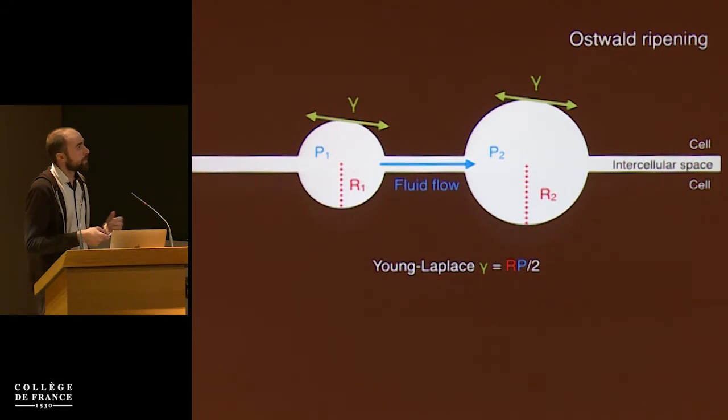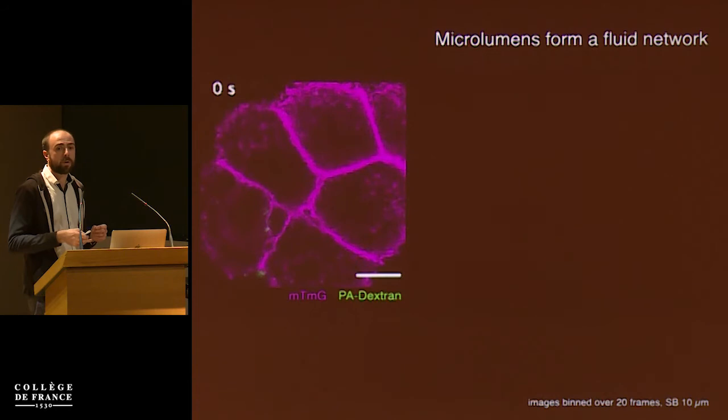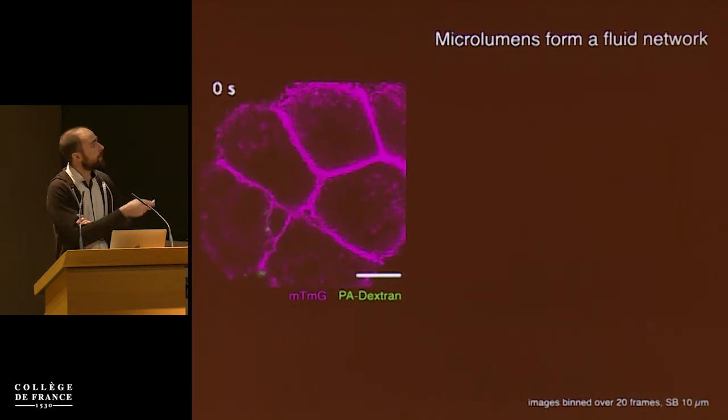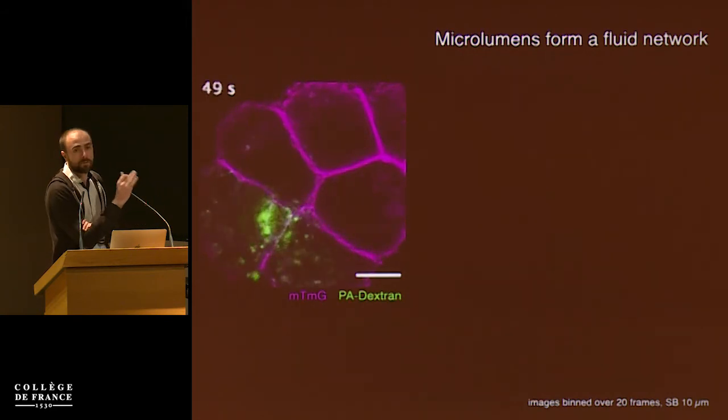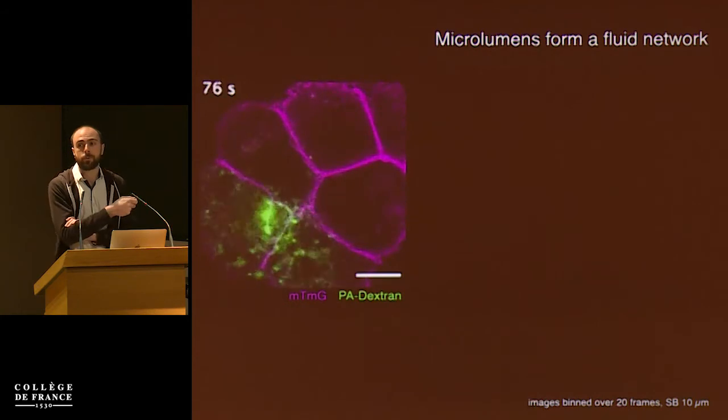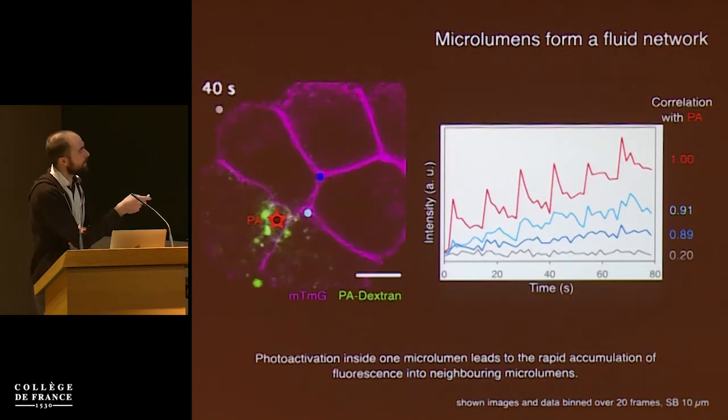So to see whether there is fluid flow between microlumens, what we have done is we have bathed our embryos in a photoactivatable dextran, which is trapped in the intercellular space. And when we photoactivate this dextran in this large microlumen, you can see those little pulses of photoactivation that we do over the time course of about a minute and a half. What you can then check is whether the dextran can be found in the neighboring microlumens. And so this is the quantification which is there.